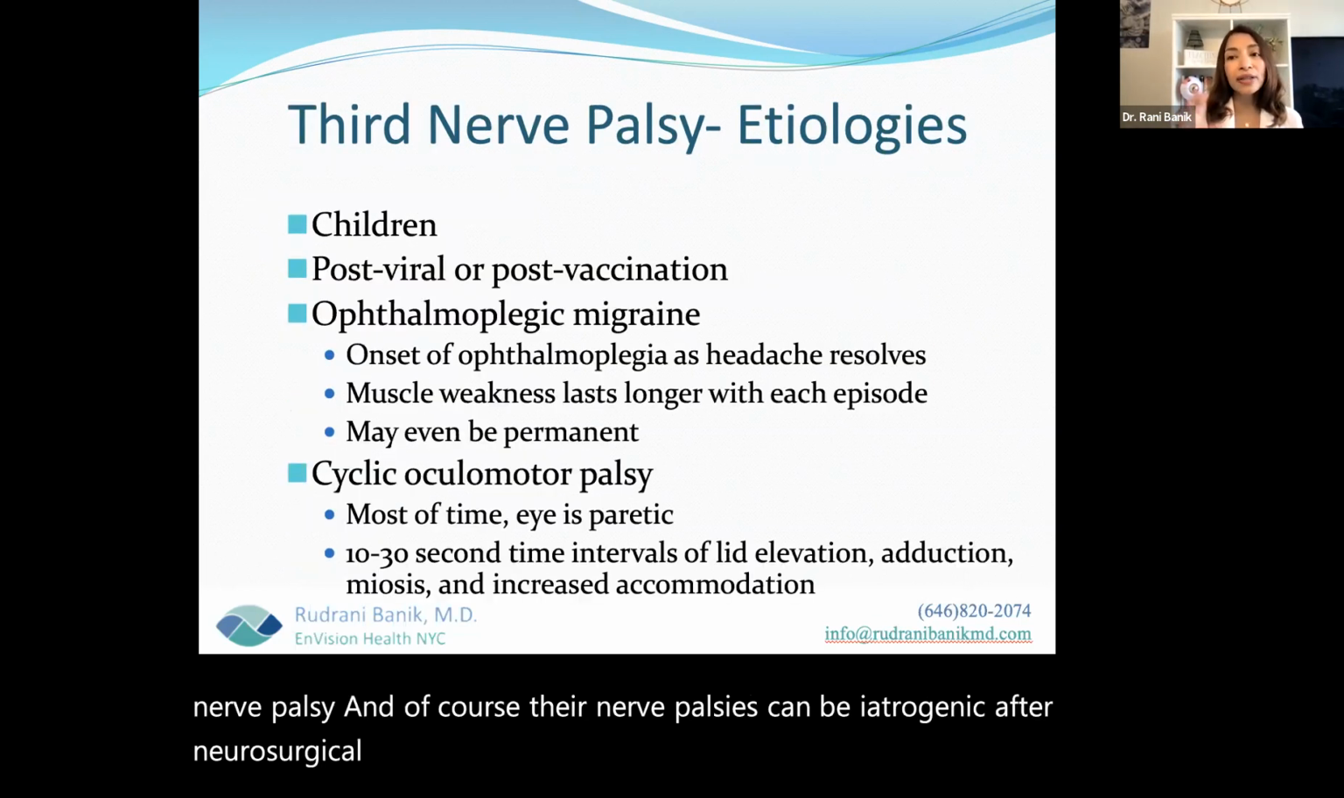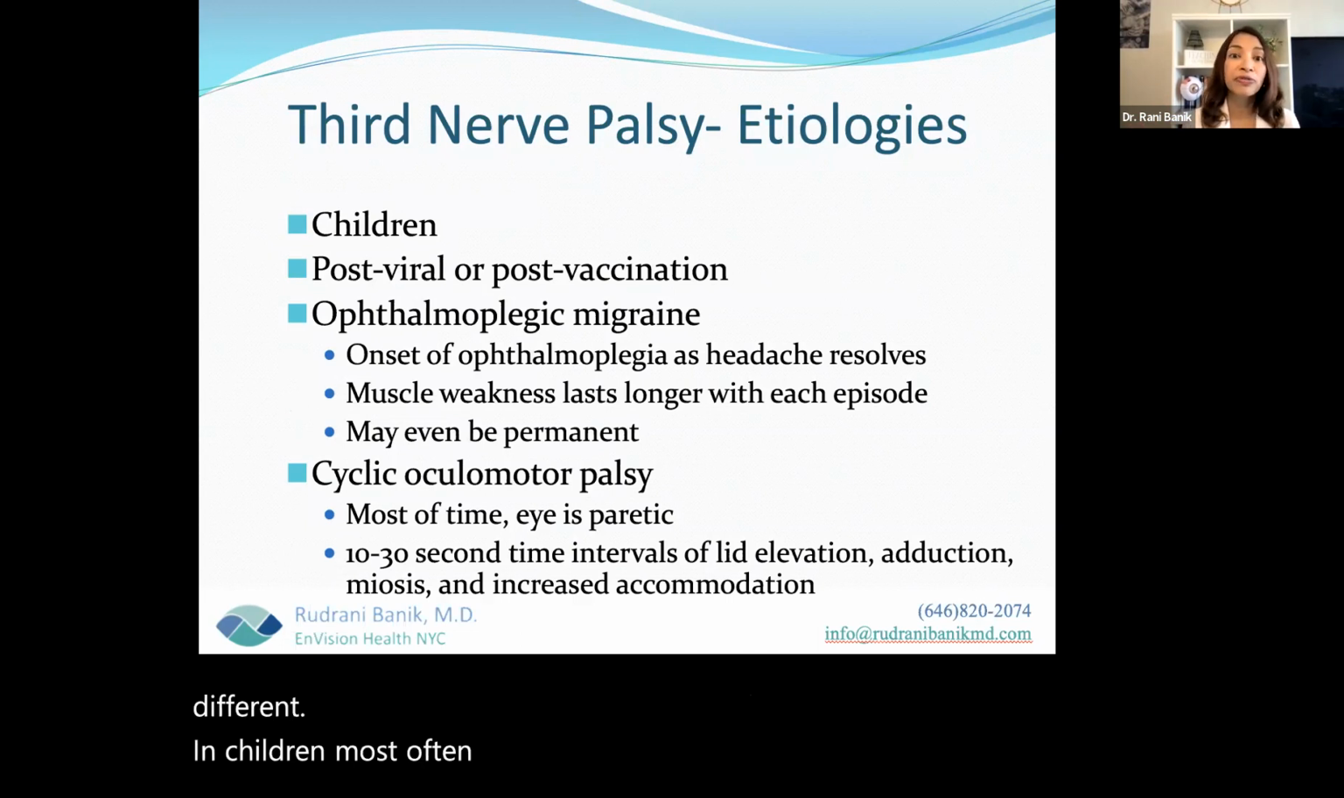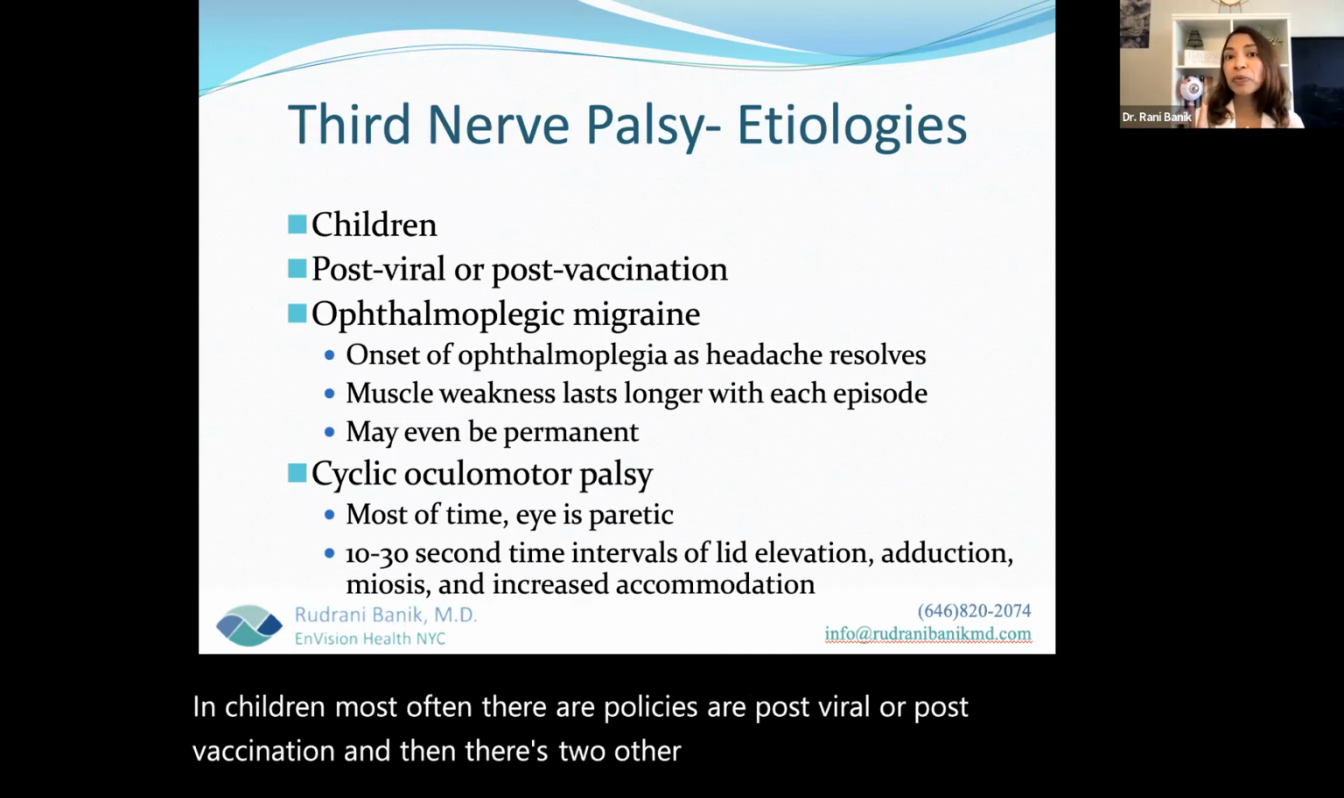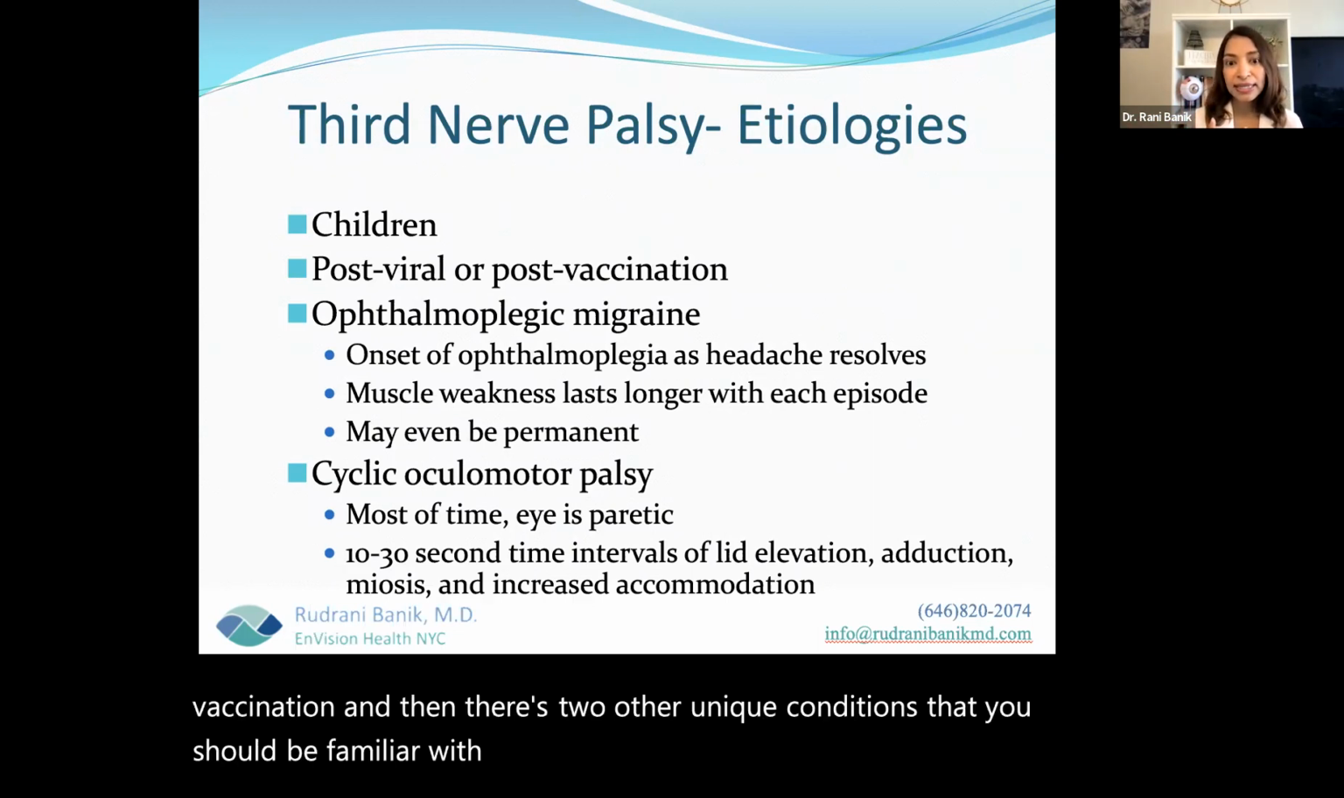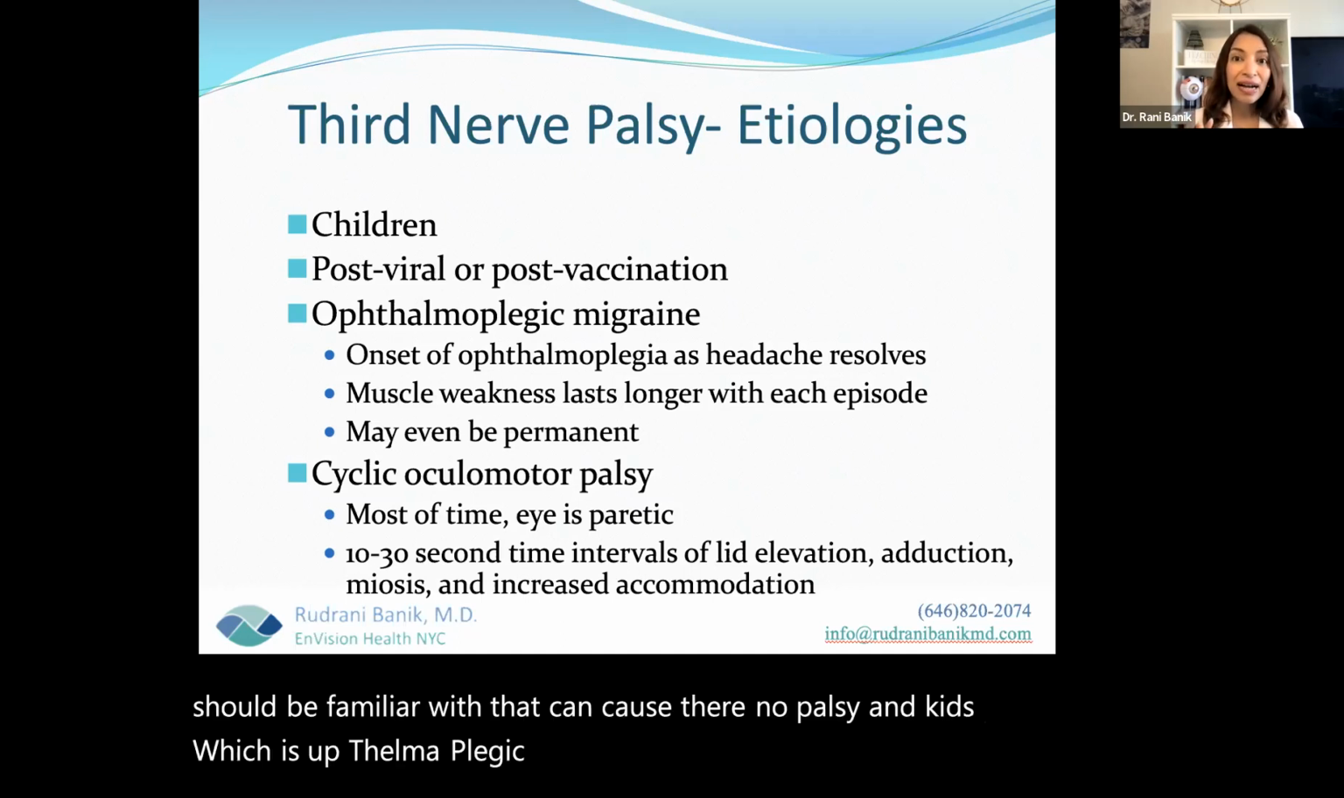In children, the etiology is a little bit different. In children, most often third nerve palsies are post-viral or post-vaccination. And then there are two other unique conditions that you should be familiar with that can cause third nerve palsy in kids, which are ophthalmoplegic migraine, as well as cyclic ocular motor palsy.